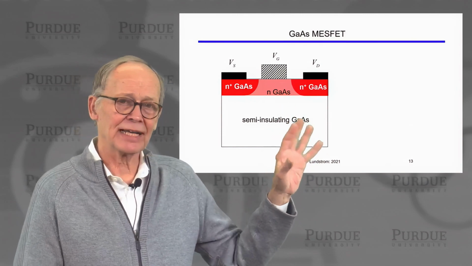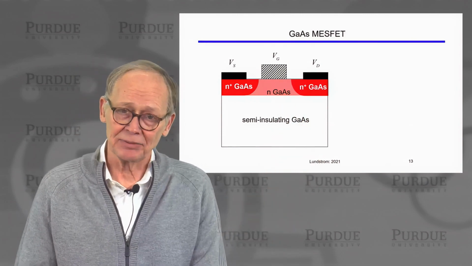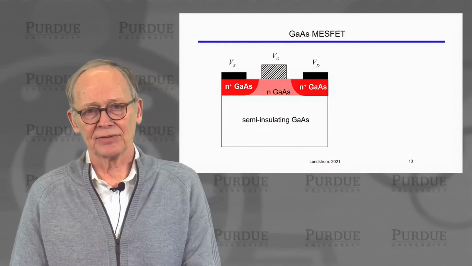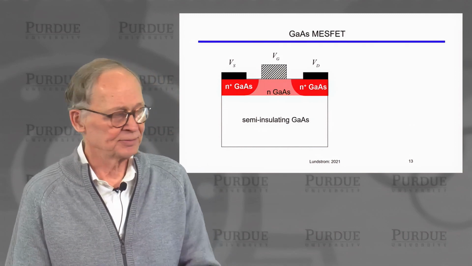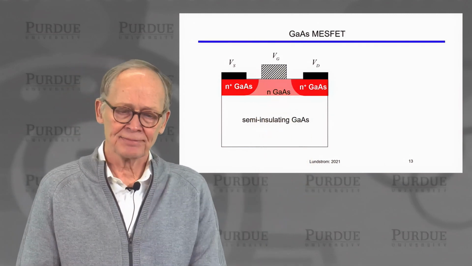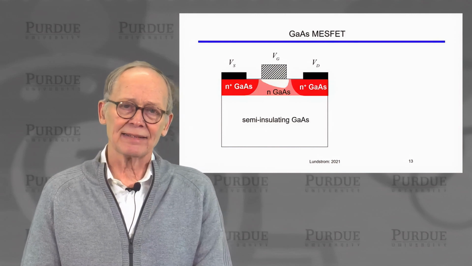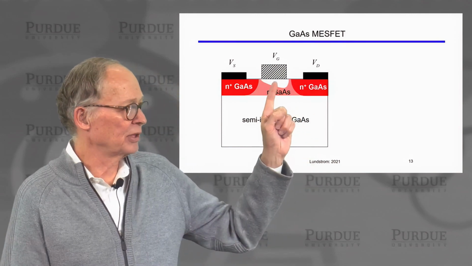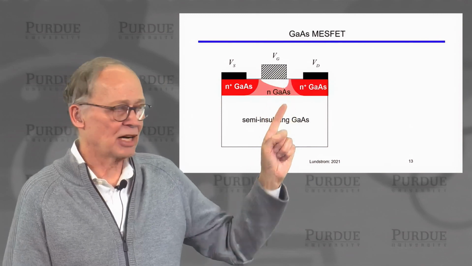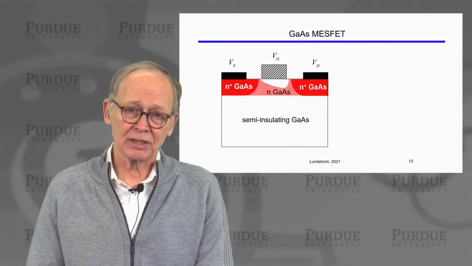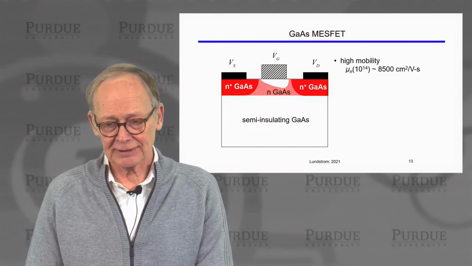A gallium arsenide MESFET is another type of field effect transistor. This is the first type of 3-5 field effect transistor that was used. There's an N-type source and drain, and there's an N-type channel. Then we have a metal gate that depletes the channel. It's a Schottky barrier. So by changing the voltage on the metal gate, we can change how much we deplete the carriers, and we can modulate the current. That's how a gallium arsenide MESFET works.